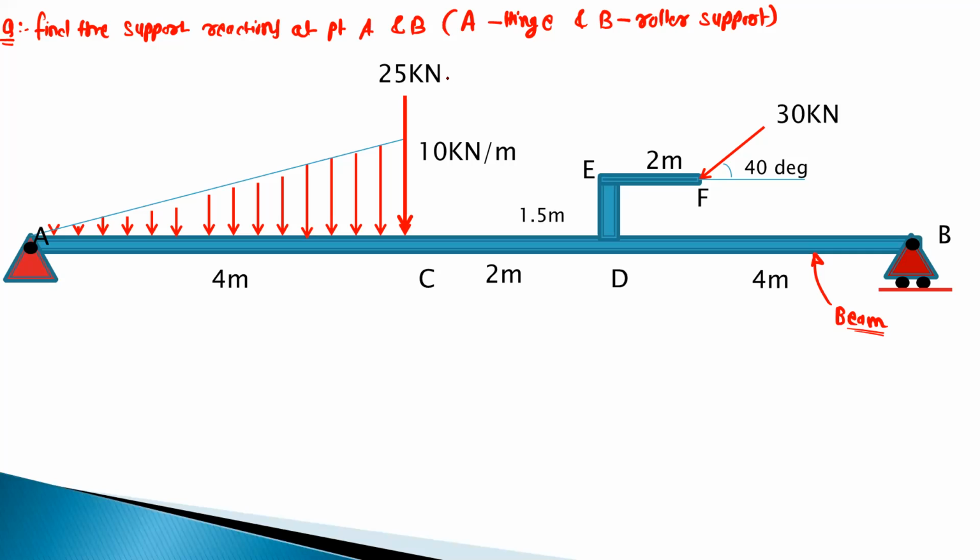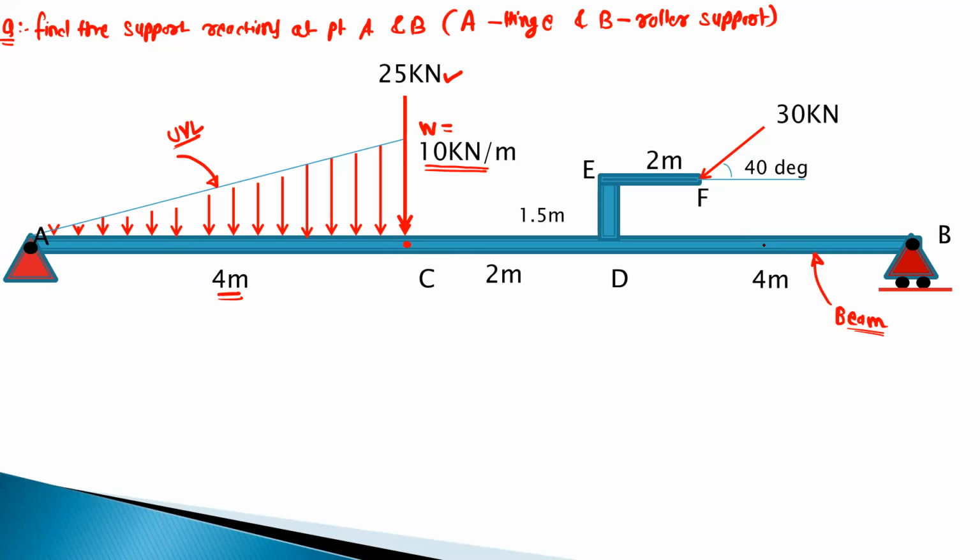The first load is 25 Newton. So this is the point load. Then the second load is the UVL, which is called the uniformly varying load. This UVL has a maximum intensity, which is W, equal to 10 kilonewton per meter. And its span is equal to 4 meter, that means from point A to C. So this is the point C.